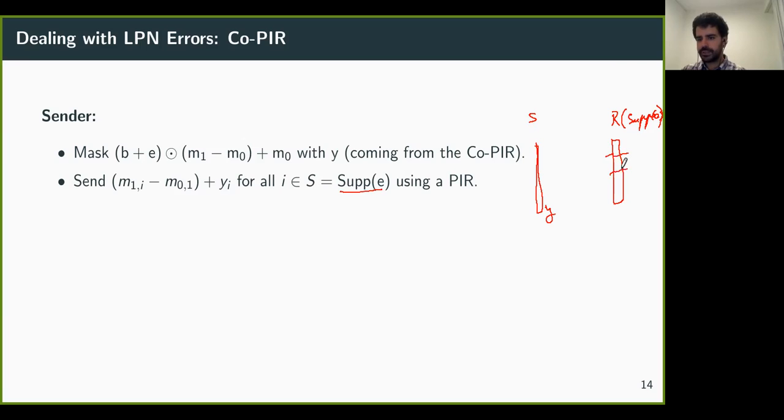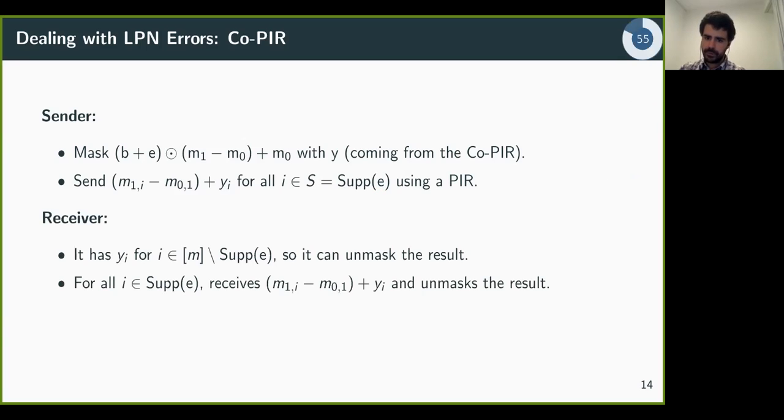But we still need to correct the positions where the error is. For that, they will use an additional PIR where the receiver's input is, again, the support of the error vector, and which will allow the sender to send the receiver this value for the error positions. Since Y_i is pseudo-random to the receiver by the security of the co-PIR, this value is pseudo-random to the receiver, and thus it has no information about m1 and m0, but will allow the receiver to correct the errors.